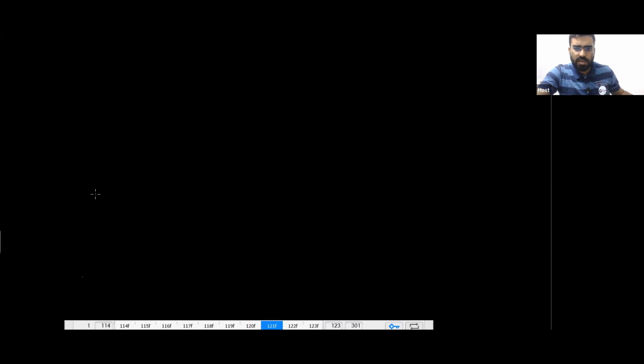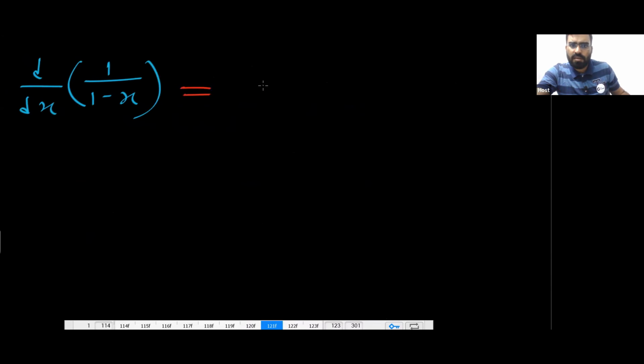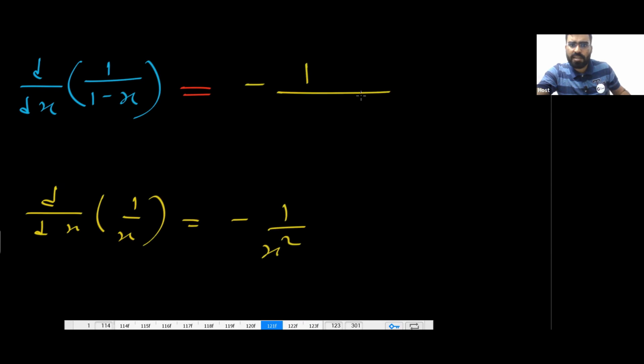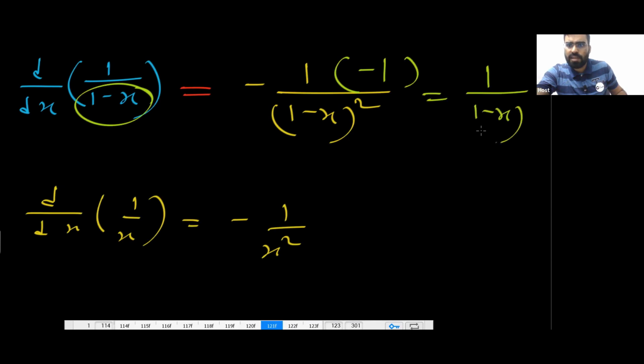Let me just tell you that this is your 1 upon 1 minus x. If you want to do the differentiation, that is very simple. First, remember, d/dx of 1 upon x is minus 1 upon x^2. Similarly, this will be minus 1 upon (1 minus x) whole squared. Then you do the differentiation of 1 minus x. So finally, you will get 1 upon (1 minus x) whole squared. Okay, finally it is like this. So this is like a chain rule.